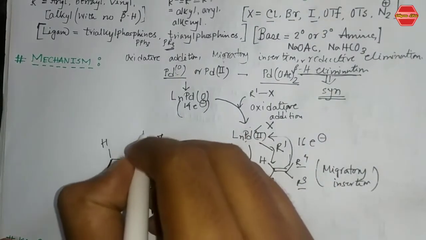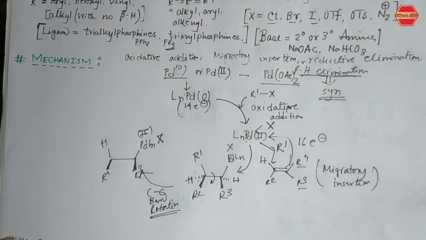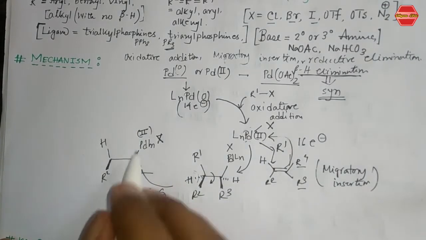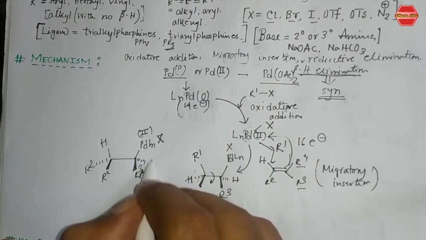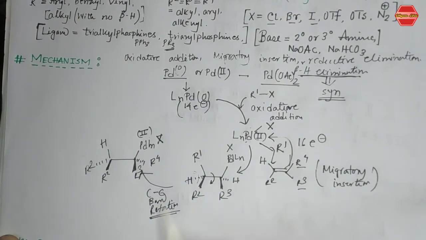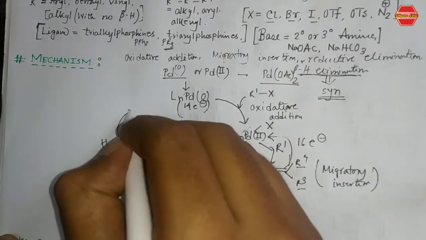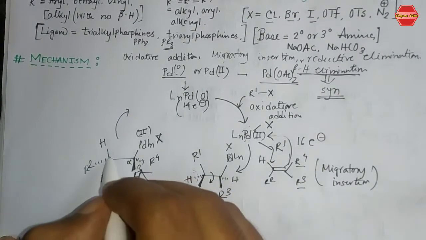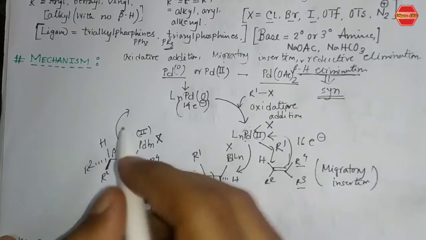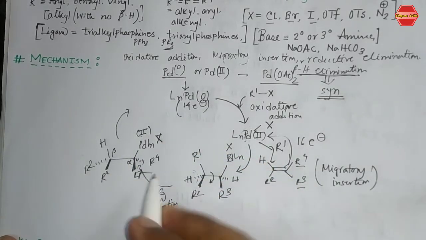So this is all about the complex, and this palladium is in the 2 oxidation state. Now from here we are getting this one, and here you have the R2 and here you have the R4. Now from this we can see over here that this is your alpha position, where the palladium is attached, and this is your beta position. So now the syn beta hydride elimination takes place.